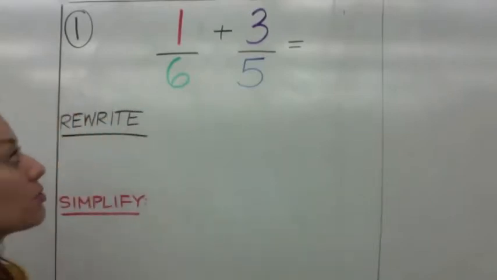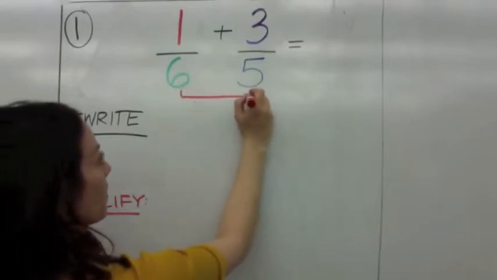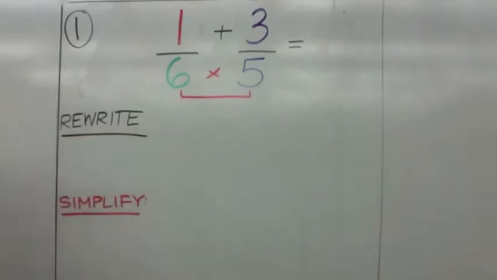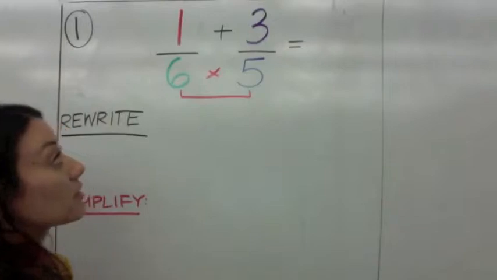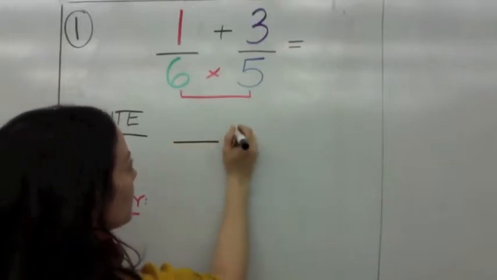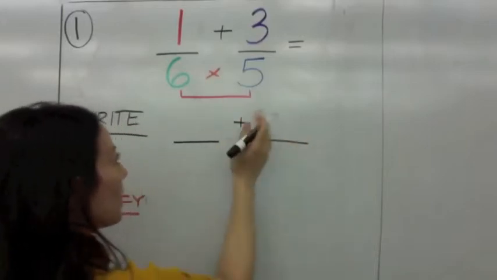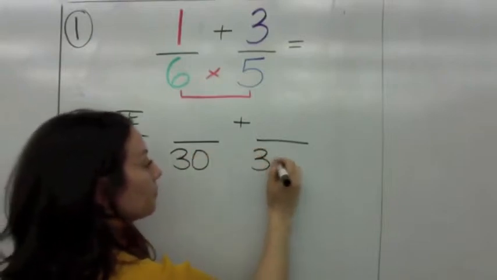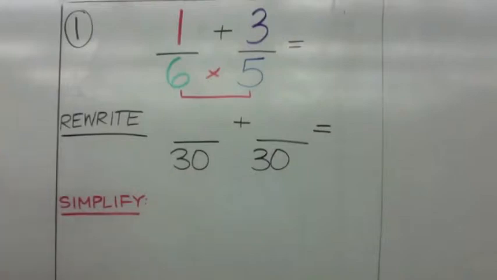Well, you're just going to use multiplication. The first thing you're going to do is multiply the denominators, which are 6 times 5. And what is 6 times 5? 6 times 5 is 30, right? So you could rewrite these fractions. Remember, you're adding them, so we're going to put an addition sign. Rewrite these fractions with a denominator of 30. Are you with me? All right.